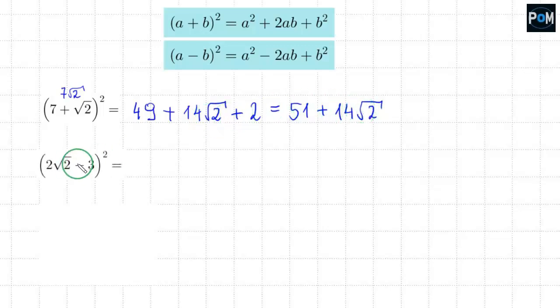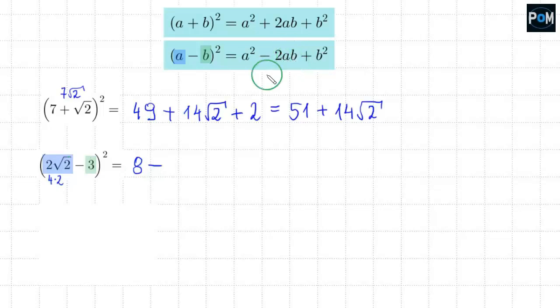Another example is this one. Here we also have a special product formula. This will now be the formula for the square of a difference, because here we have subtraction. But it works the same way. A squared, which means I have to square this entire expression. 2 squared is 4. The square root of 2 squared is 2. I have to multiply it by itself, which will be 8. Then in the formula, there is 2ab, which means I have to multiply a by b.